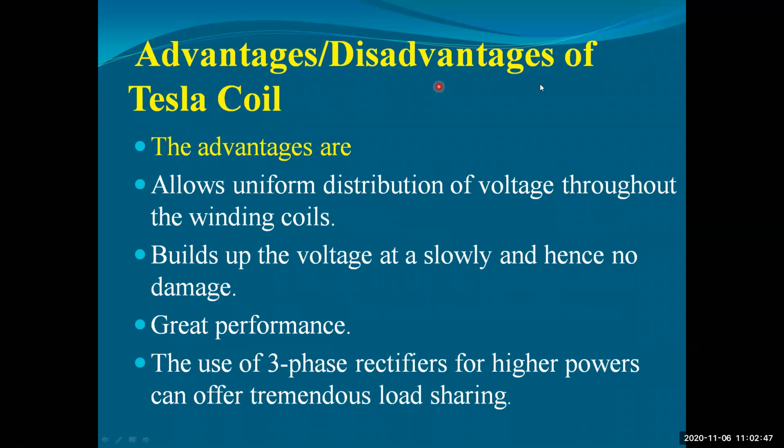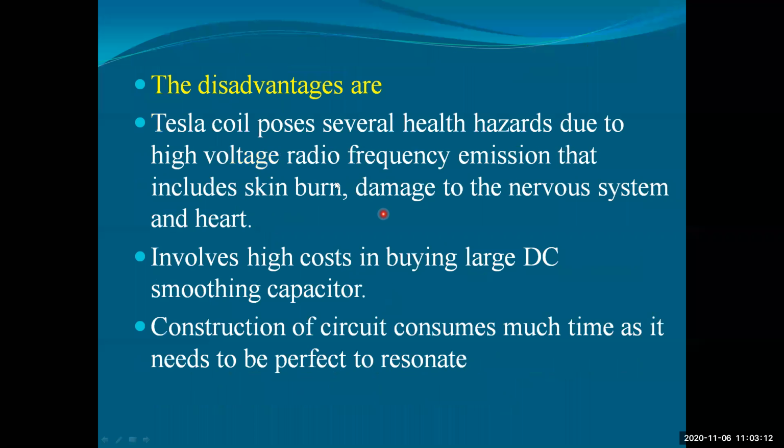Okay, next, advantages and disadvantages of Tesla coil. All of you try to consider. It allows uniform distribution of voltage throughout the winding coils. So these are some of the advantages. It builds up the voltage slowly and hence no damage. The second one, good gate performance. And next, the use of three-phase rectifiers for higher power can offer tremendous load sharing. So these are the different types of advantages of Tesla coil.